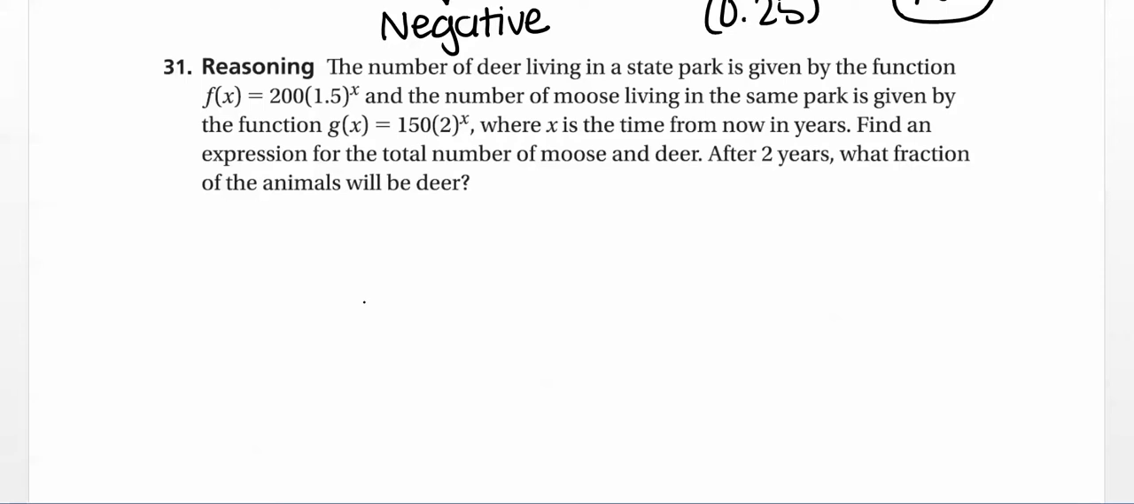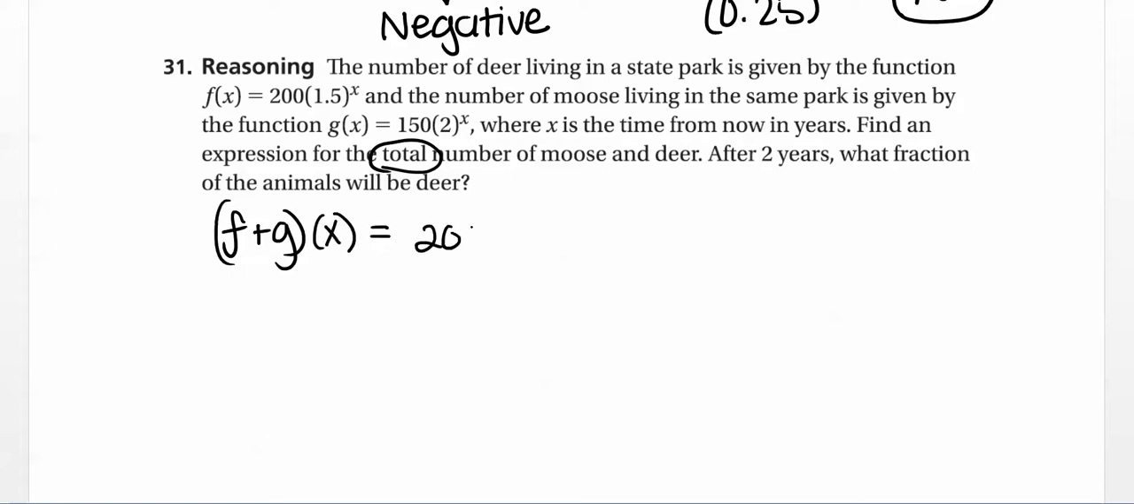The number of deer living in a state park is given by the function f of x is equal to 200 times 1.5 to the x power. And the number of moose living in the same park is given by the function g of x, which is 150 times 2 to the x, where x is the time from now in years. Find an expression for the total number of moose and deer. When we're talking about total, we're talking about adding functions. So we're going to take f and g of x and add them.